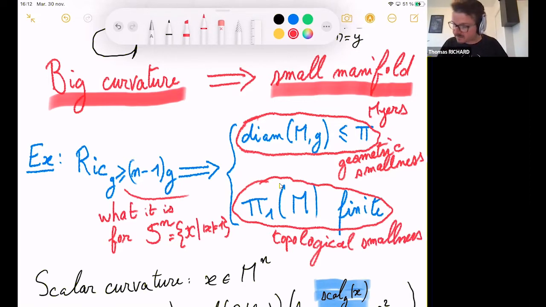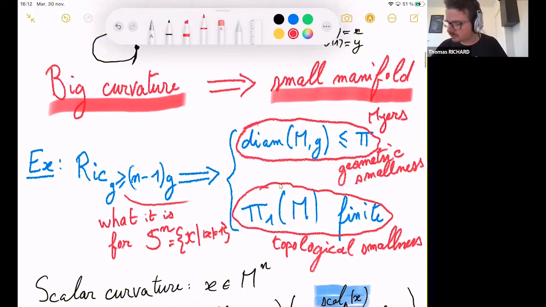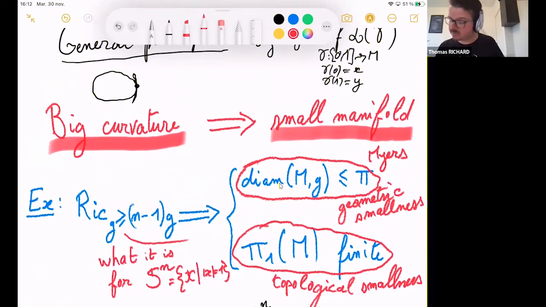And if you replace the Ricci curvature by other curvatures, for example the sectional curvature, you will have the same kind of result, but maybe with stronger implications for sectional curvature. But usually in Riemannian geometry, when you have big curvature, you have a small manifold. And this is a big theme, either in a geometric sense or in a topological sense. But let's turn to the scalar curvature.